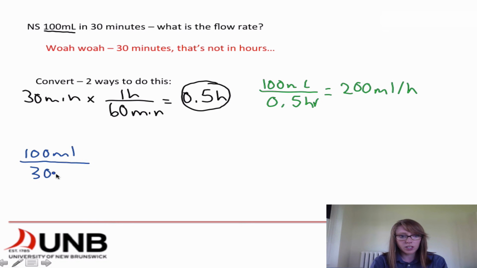So you're doing 30 minutes. But again, we need to get rid of this unit. We need it in hours to be able to calculate this. So you can multiply it by 60 minutes per 1 hour. So it's the same thing. It's just combining the steps. It depends on how you like to do math.